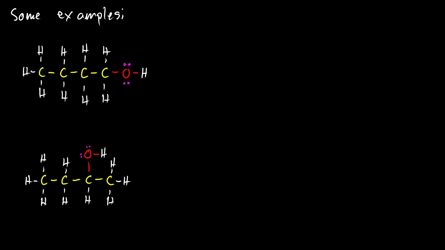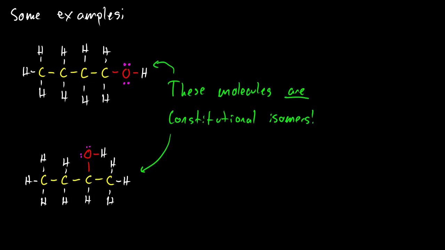These 2 structures are examples of constitutional isomers because if we look at them, they both have all the same atoms, 4 carbons, 1 oxygen, and 10 hydrogens. So they both have the same molecular formula, but they are connected in different ways. In the top molecule, the oxygen is connected to the end of the carbon chain. In the bottom molecule, it's connected to one of the central carbons. So this is an example of 2 molecules which are constitutional isomers. Same atoms, different arrangement.